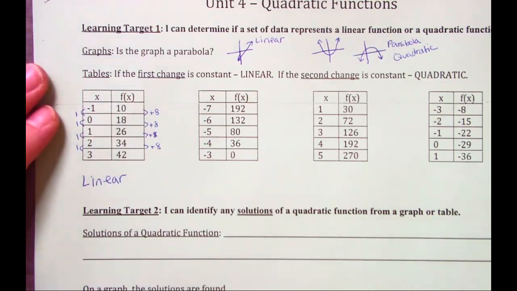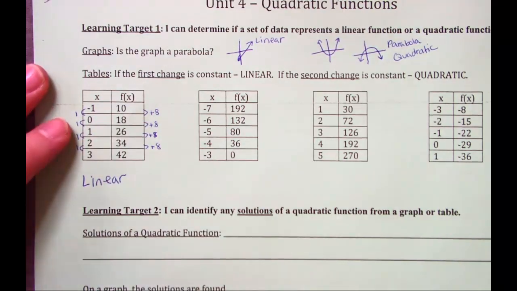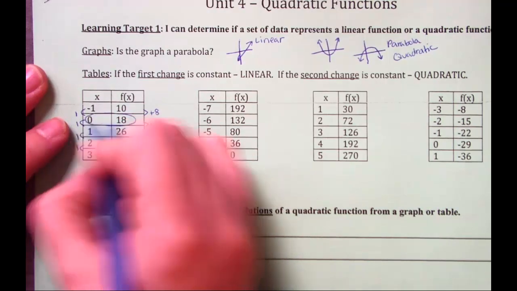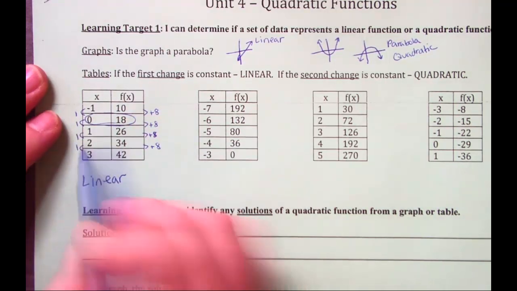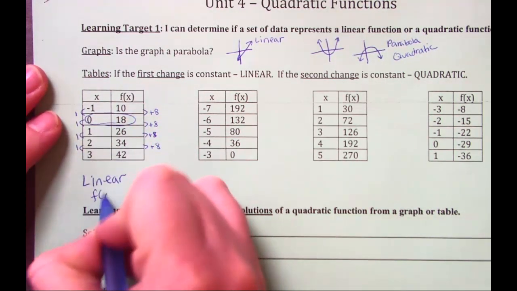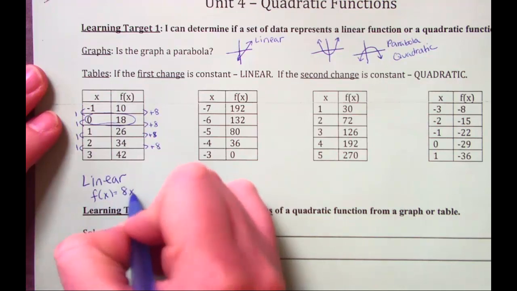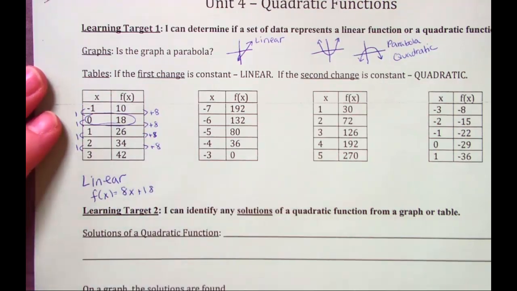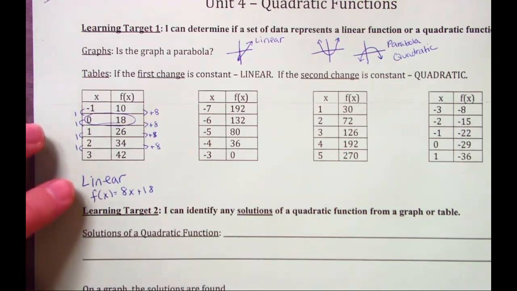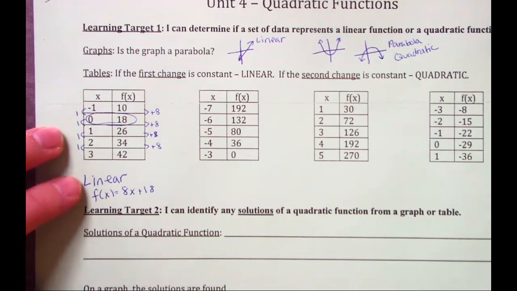And if we wanted to write a function for that linear function, we notice that we have the y-intercept. Our slope is 8 over 1, or just 8. So the function would be 8x plus 18. That's what we learned two units ago in the linear function unit.